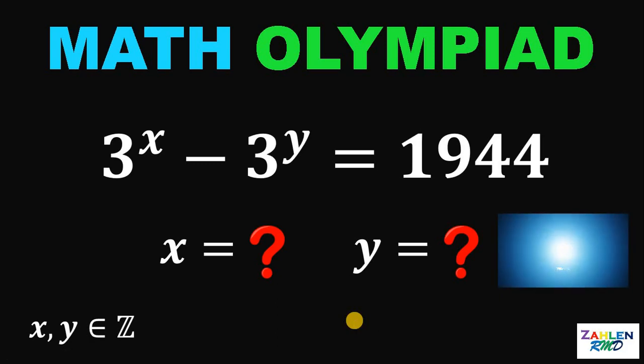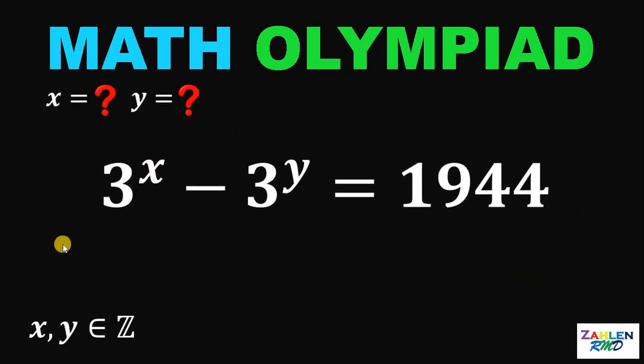Time's up. Now, let's answer this question together. Our goal in this question is to find the value of positive integers x and y such that 3 raised to x minus 3 raised to y equals 1944. Now, how are we going to answer this question?